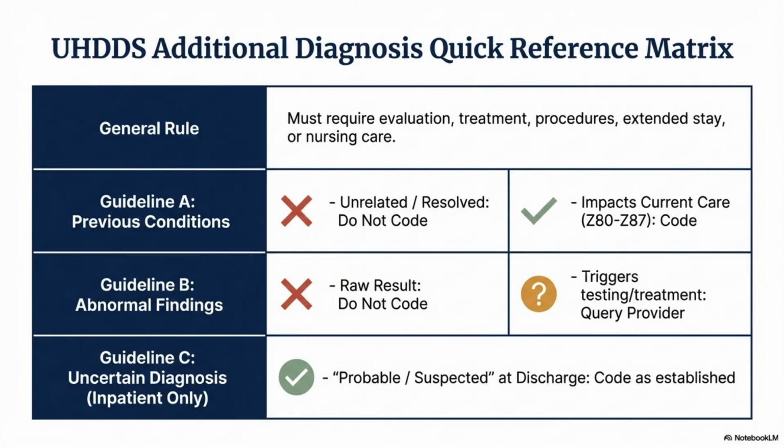This matrix summarizes the UHDDS rules. Additional diagnoses must require evaluation, treatment, procedures, extended stay, or increased nursing care. Previous conditions are coded only when clinically relevant, abnormal findings require provider confirmation, and uncertain diagnoses at discharge are coded as established, but only in inpatient settings. This visual serves as a rapid decision tool for coders navigating complex documentation.